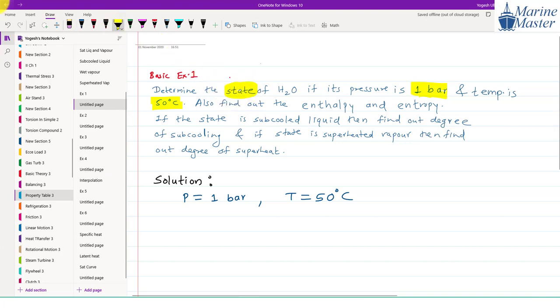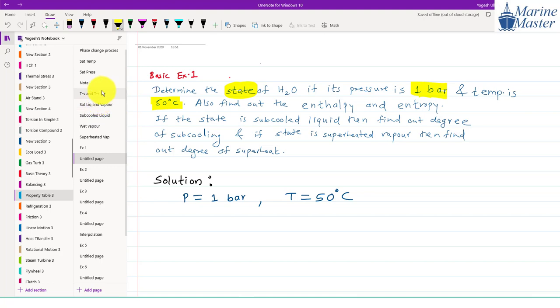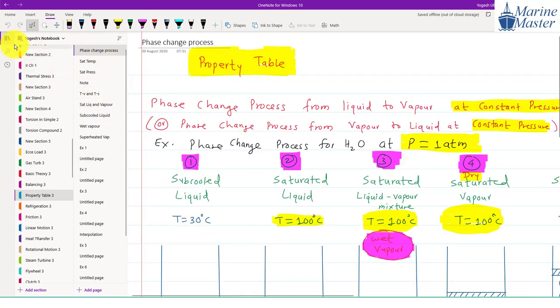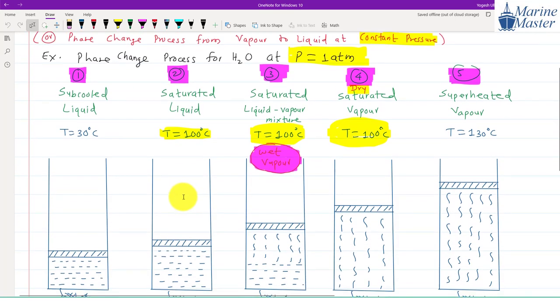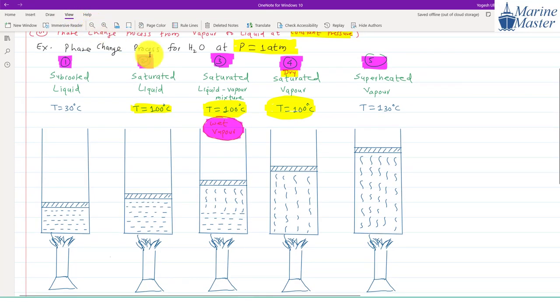See this one first. What are the different states we have seen? This is the basic example that we have discussed, guys. Let me minimize a little bit. These are the 5 states that we are going to deal with in the property table. First is subcooled liquid, second is saturated liquid, third is liquid vapor mixture, fourth is dry saturated vapor, and fifth is superheated vapor. These are the 5 states we have studied.